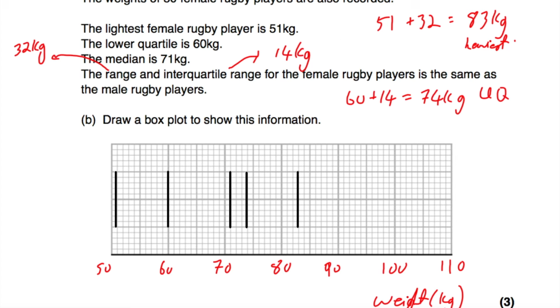Okay, so let's just check those in the right position. I'm going to move that one slightly to the right there. So 51 kilograms for the lightest, 60 kilograms for the lower quartile, 71 kilograms for the median. The upper quartile is 74 kilograms, and the heaviest one is 83 kilograms. And then if we join them up, so we join up the box there, and then the whiskers there and there. And that's it. That's the box plot for the female rugby players.